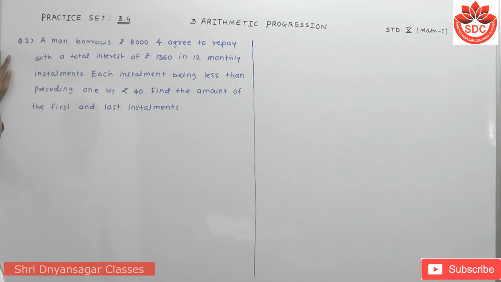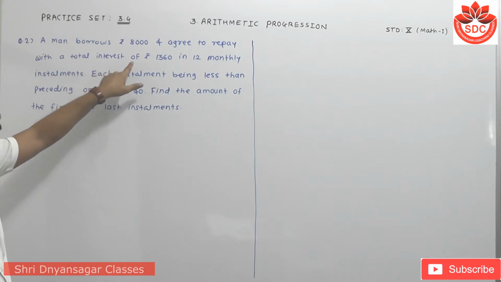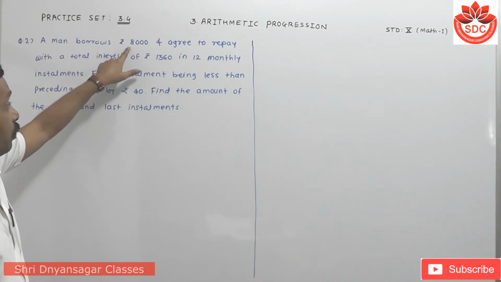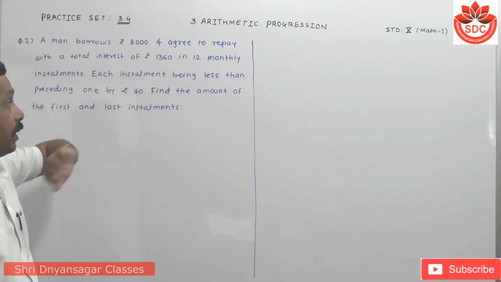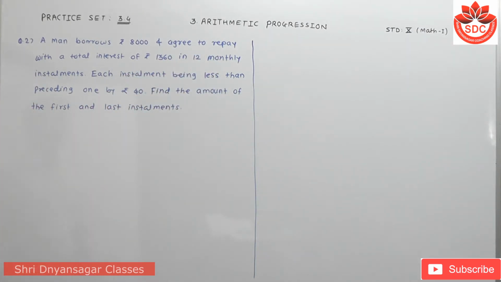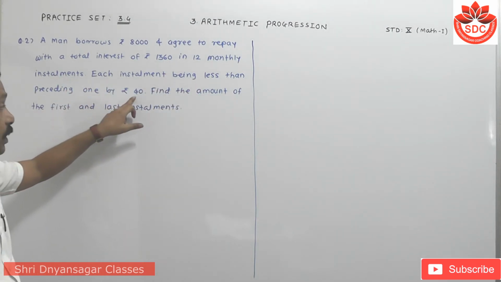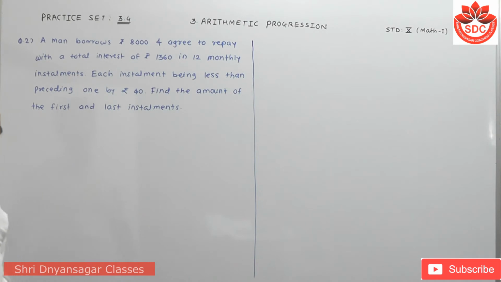Let's take question number 2. A man borrows rupees 8,000 and agreed to repay with a total interest of rupees 1,360 in 12 monthly installments, each installment being less than the preceding one by rupees 40. Find the amount of the first and the last installment. म्हणजे पहिल्या आणि शेवटच्या इन्स्टॉलमेंटची अमाउंट किती ही आपल्याला काढायची, म्हणजे A ची व्हॅल्यू काढायची आणि Tn ची व्हॅल्यू काढायची.